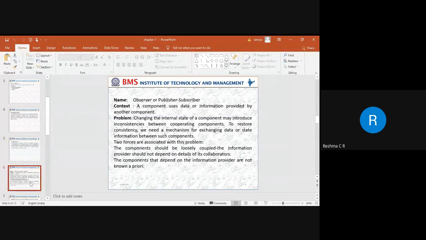So the next thing is we need to identify what is the template or what is the format that we need to follow. Say for example, if you are taking a pattern name as publisher subscriber or observer pattern, we are identifying the name of a pattern. We are taking a context of a pattern. We are defining what the problems are.